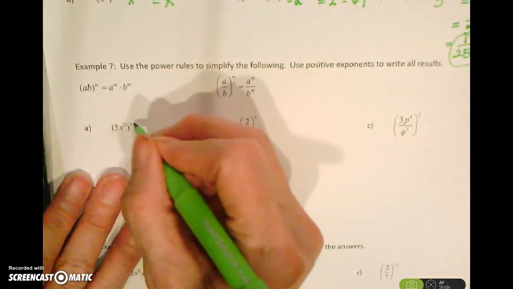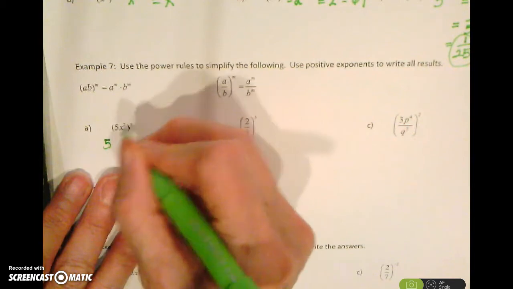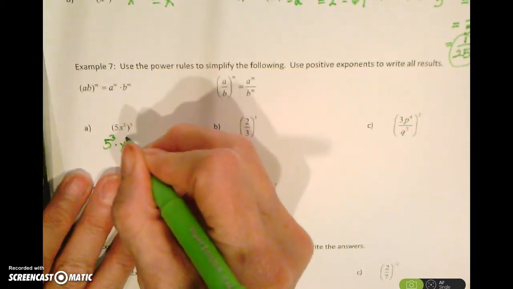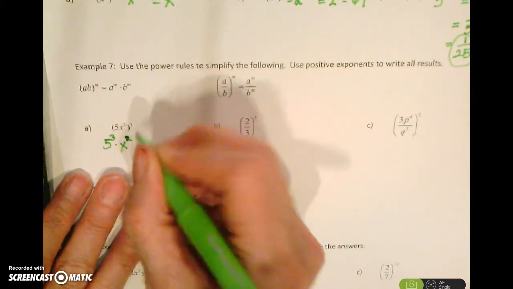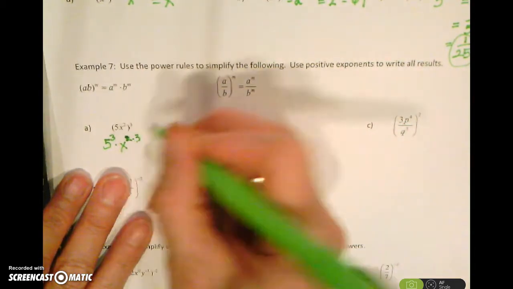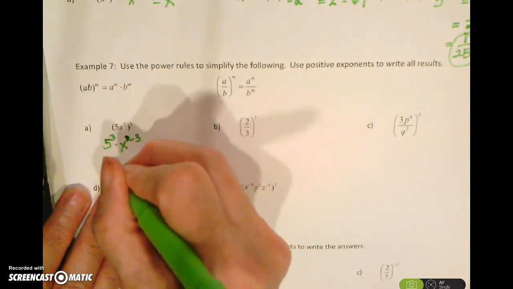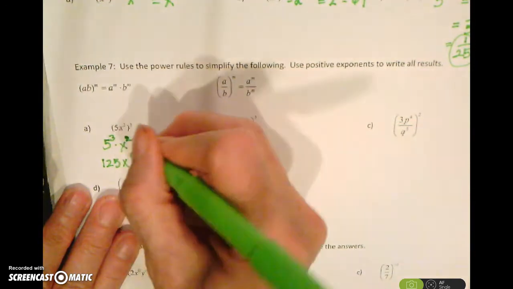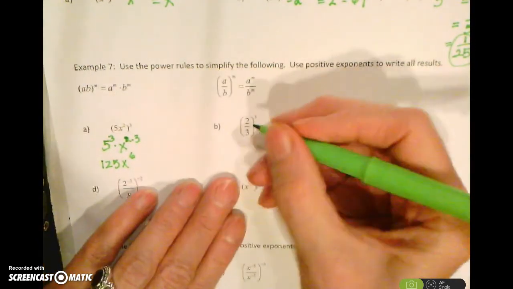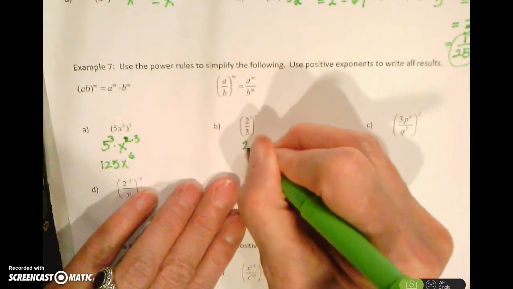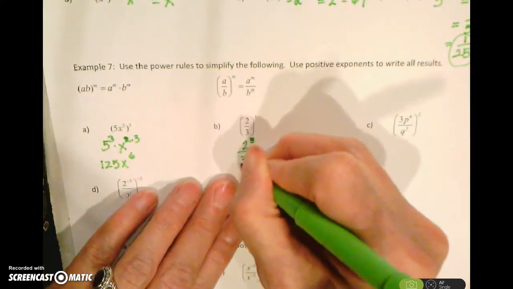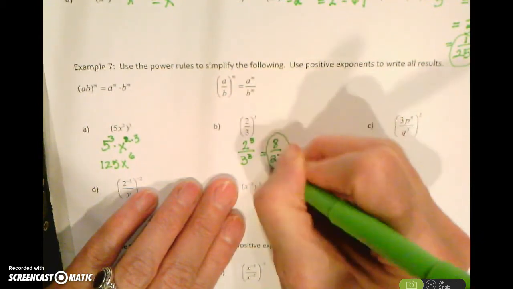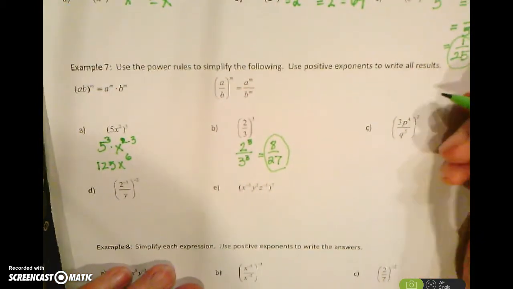All right, so let's try that. So here I have this situation. So I'm going to have 5 to the 3rd power times x squared to the 3rd power, and that means I'm going to multiply by 3. So that's going to be 125, and then 2 times 3 is 6. So remember, a power to a power, we're going to multiply. Here, I will have 2 to the 3rd over 3 to the 3rd. So that's going to be 8 over 27 for the final answer.